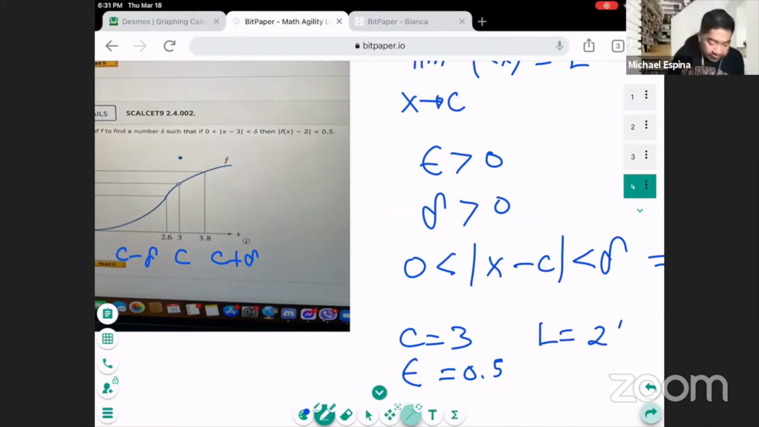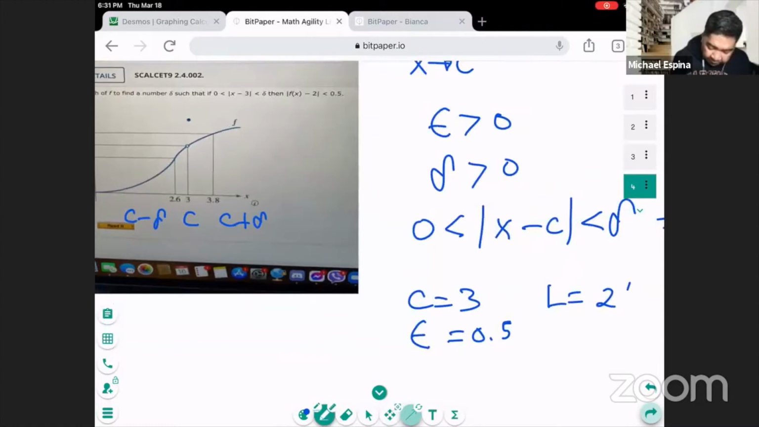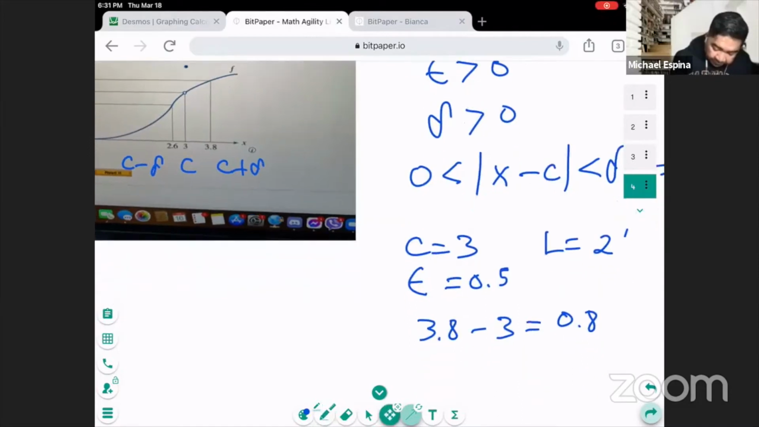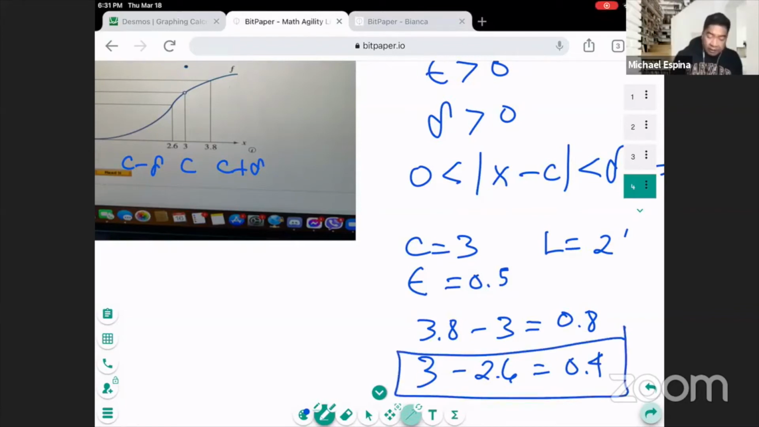Okay, so if we look at the difference between the 3 and 3.8, how much is it? 3.8 minus 3, of course, would be 0.8. And then the difference between 3 and 2.6, so 3 minus 2.6, that is 0.4. So which one is nearer? This one would be nearer to our value C, which is the one that we are approaching, right?